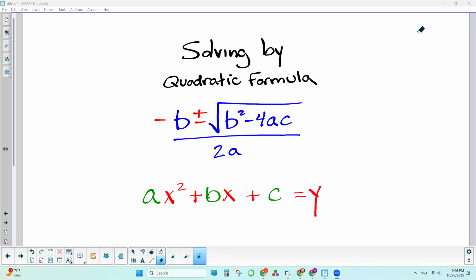Now, when you use the quadratic formula, you've got to establish your quadratic equation in standard form. Down below at the bottom here, we are looking at the standard form of a quadratic. It's ax squared plus bx plus c equals y. They're in descending order of exponent. So you want to put it in standard form, make sure your equation is set equal to 0, and then you are ready to go. So let's look at some examples.